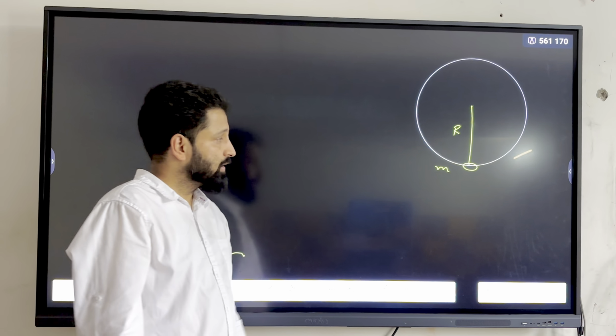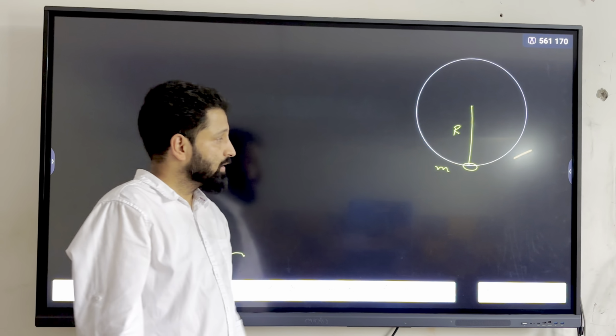Okay. So what's the basic thing here? We have to find the minimum velocity given to this body, this mass m, in this position here. So for example, we are giving it a velocity u. What is the minimum value of u given to this body such that it performs the vertical circle?